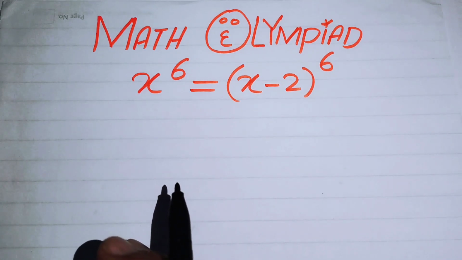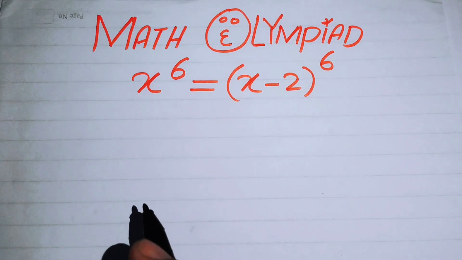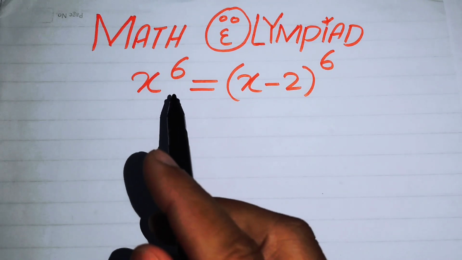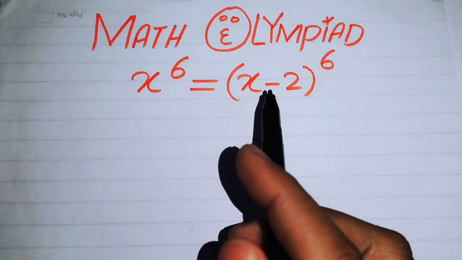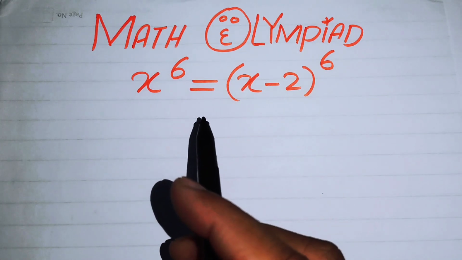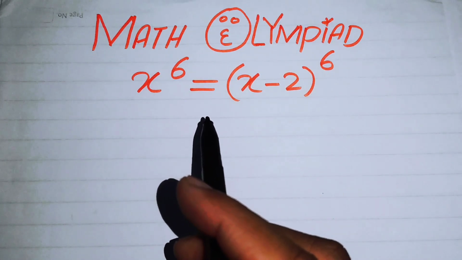In this video we are going to solve this nice math Olympiad geometric problem, and here we have x to the power of 6 equals (x minus 2) to the power of 6, and we will solve this problem for the values of x.